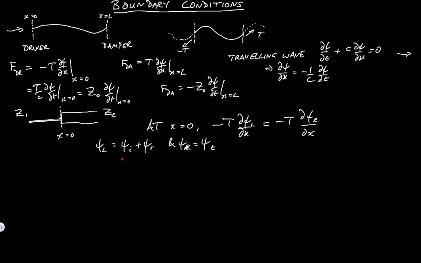We note that psi I is travelling to the right, psi r is travelling to the left, and psi t is travelling to the right, assuming that our initial wave comes in from the left and travels to the right. So if we substitute this in and use the wave equation, so we substitute for psi L and psi R, and we're going to use the travelling wave equation again.